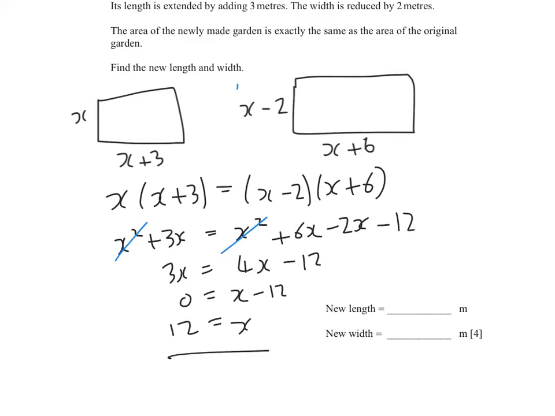So the new width would be 12 minus 2, so 10. And the new length would be 12 plus 6, which is 18. So new length 18, new width 10.